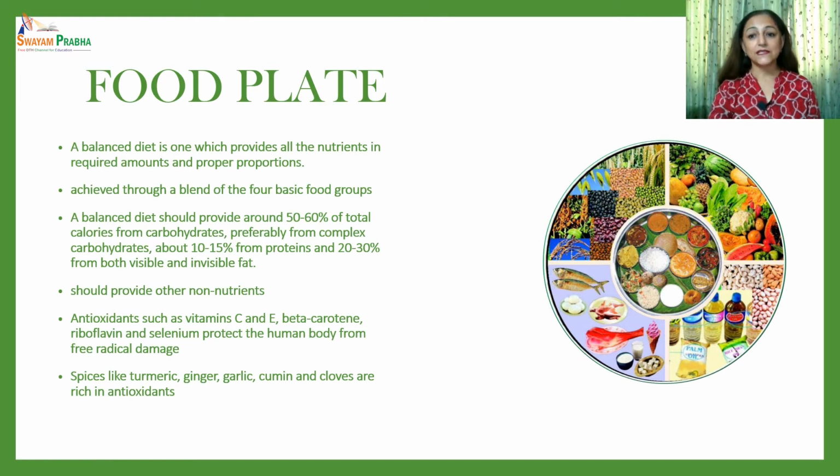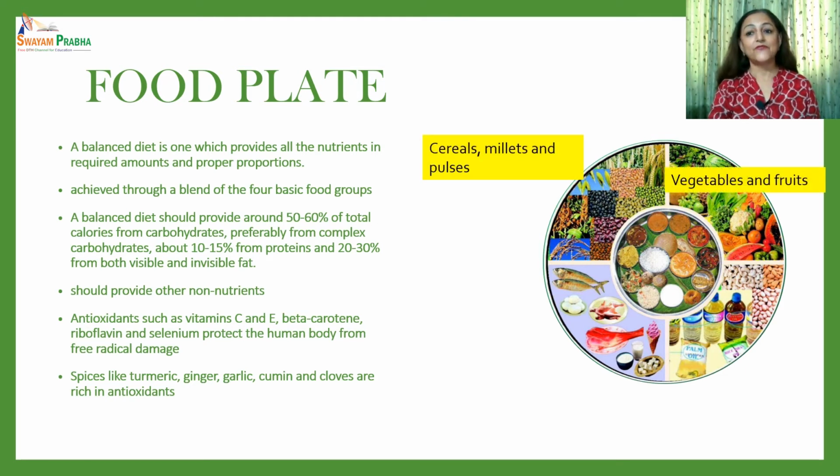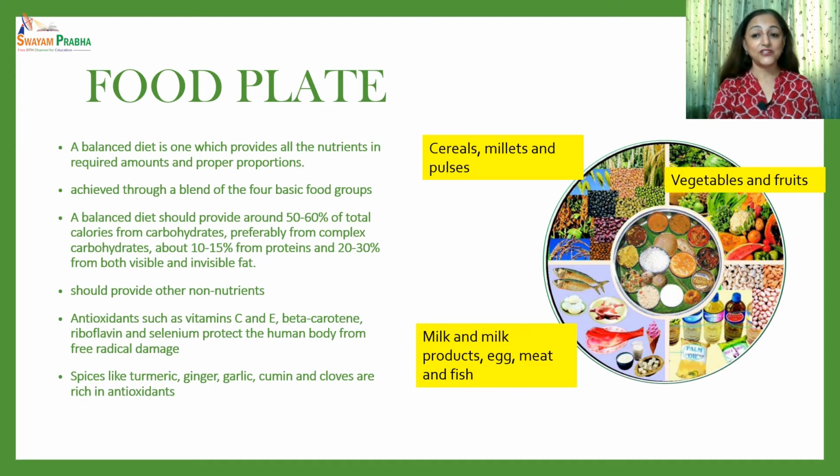So if we see this thali, we can see in the middle of the four food groups, there is a balanced thali. It contains food from four food groups. These are cereals, millets and pulses. The second one is vegetables and fruits. Third is milk products and egg, meat and fish. And fourth is oil, fats, nuts and oil seeds.